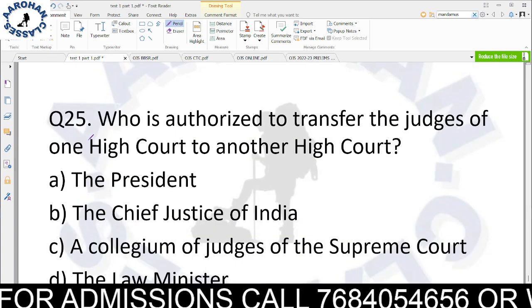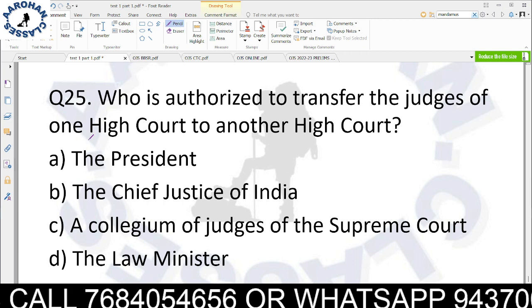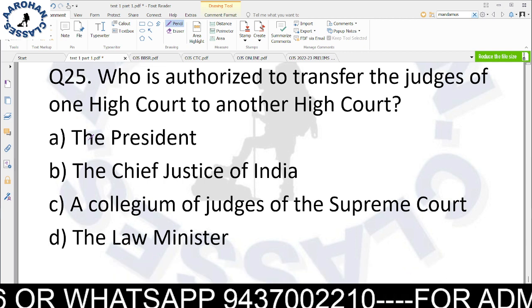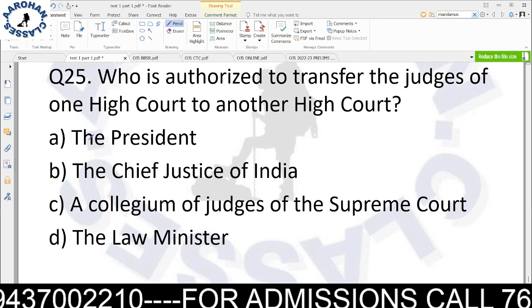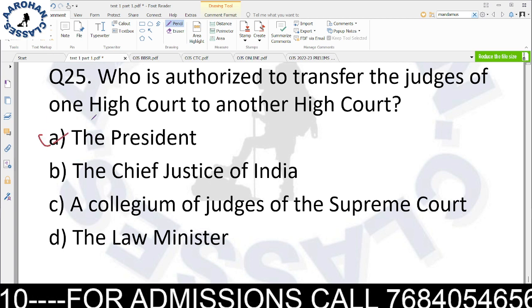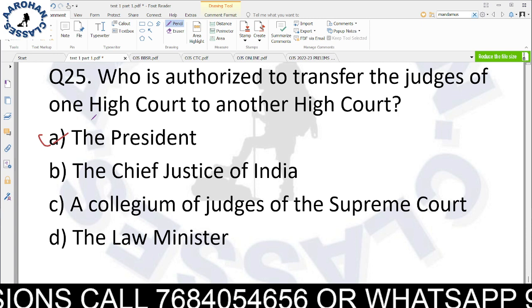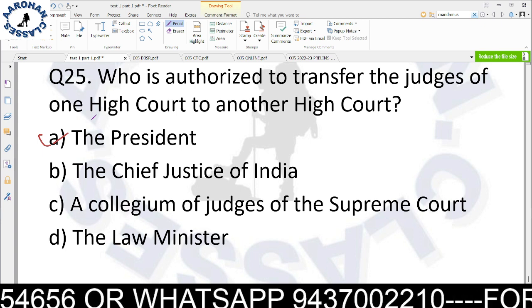Now the last question for this part. Who is authorized to transfer the judges of one high court to another high court? That is obviously the President. How does the President do that? He has to consult with the Chief Justice of India.